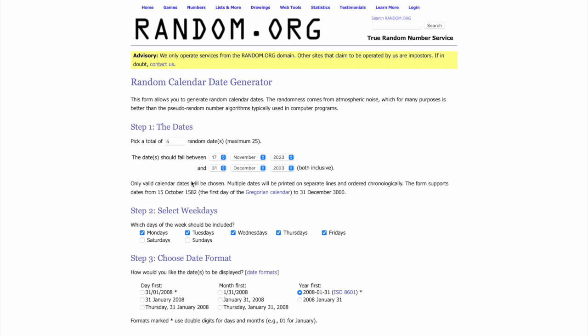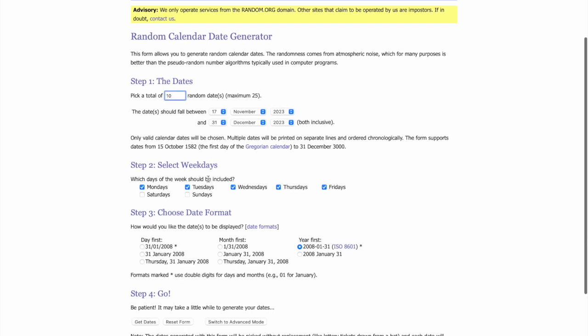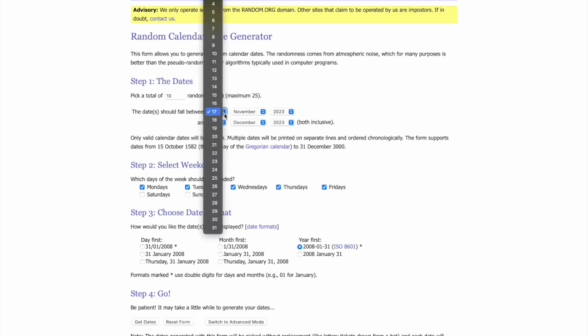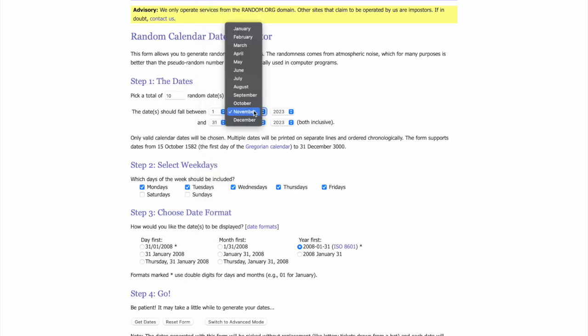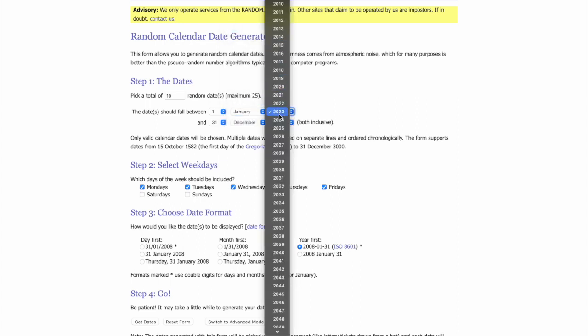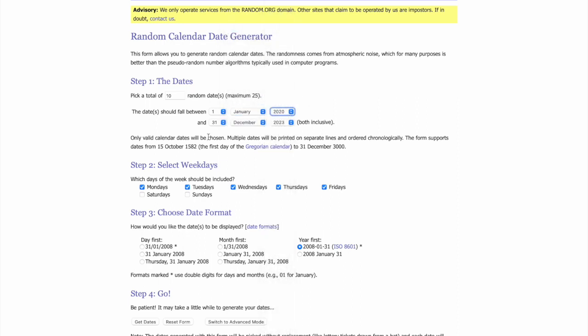All right, excuse me. So with this random date generator, I can pick the number of dates. So what I'm going to do is pick 10. And I love this site actually. Pick 10 total dates. And I think I'm just going to go with January 1st of 2020. And let me know if you think that's not good enough.